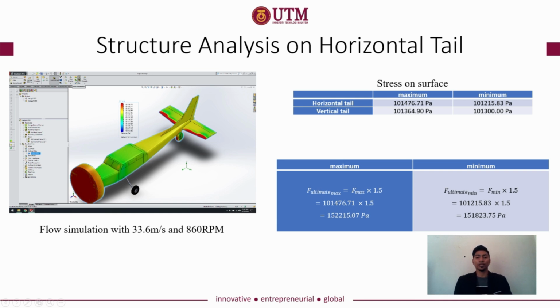The stress on the surface has been taken at maximum and minimum for the horizontal tail and vertical tail. The maximum values are written here. We take the overall maximum value and minimum value multiplied by the 1.5 factor, and we get the ultimate stress for minimum and maximum.